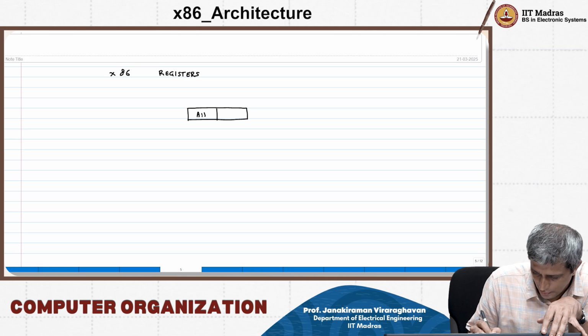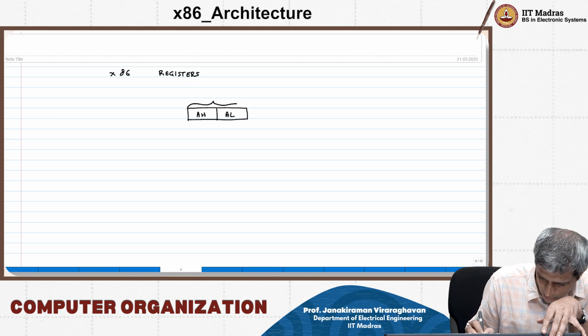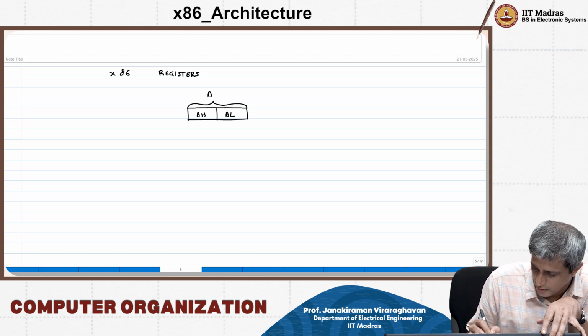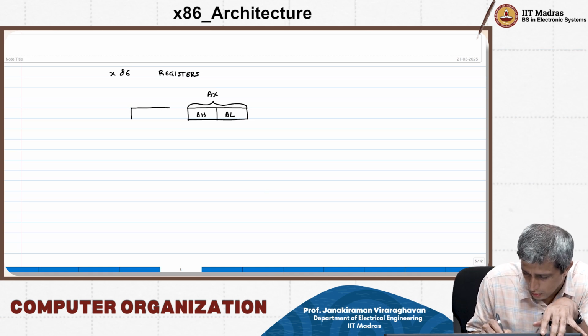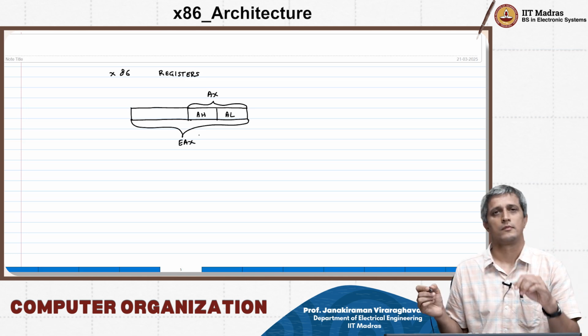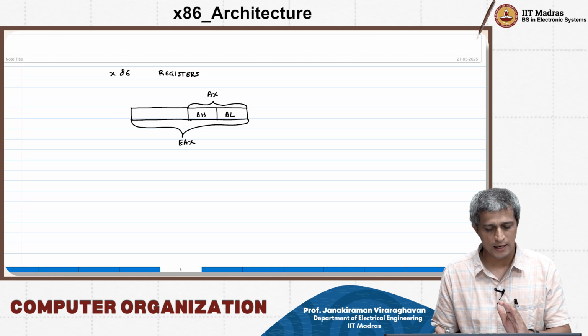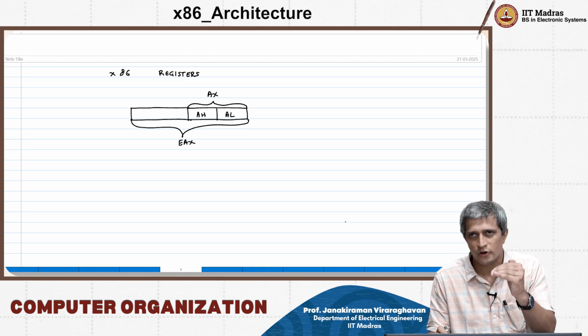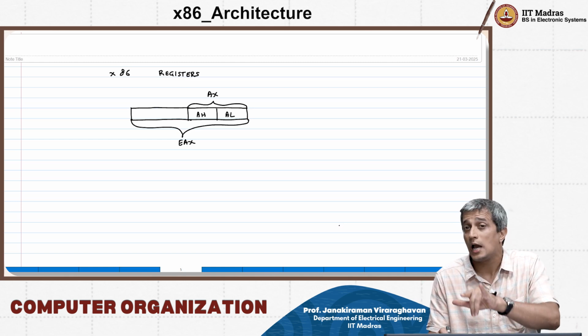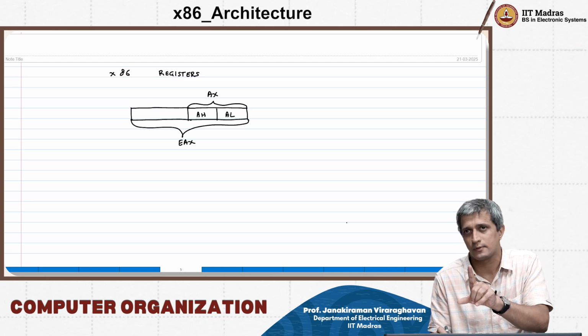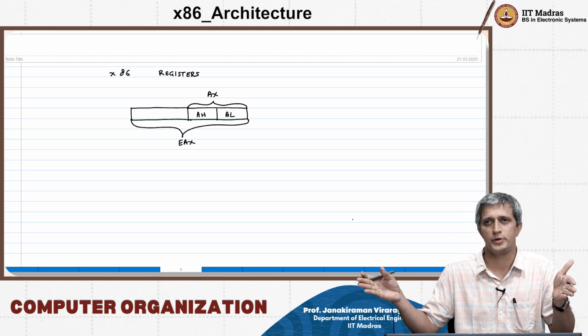This is AH, AL. These 16 bits together are what we call AX. The 32 bits together are what we call EAX. The important thing is that the x86 instructions allow you to access the lower 8 bits, the higher 8 bits of the 16 bits, or the entire 32 bits.